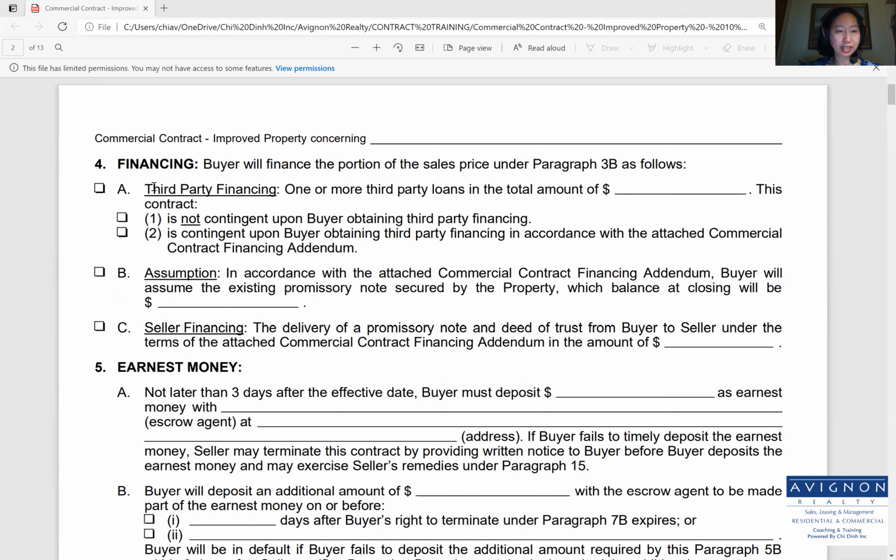For financing, buyer will finance a portion of the sales price under paragraph 3B as follows. So that's A, B, and C. A is third-party financing, and it's going to either be contingent upon buyer obtaining third-party financing or is not. And one needs to be checked. Then B, if it's financing by an assumption, or C is seller financing.